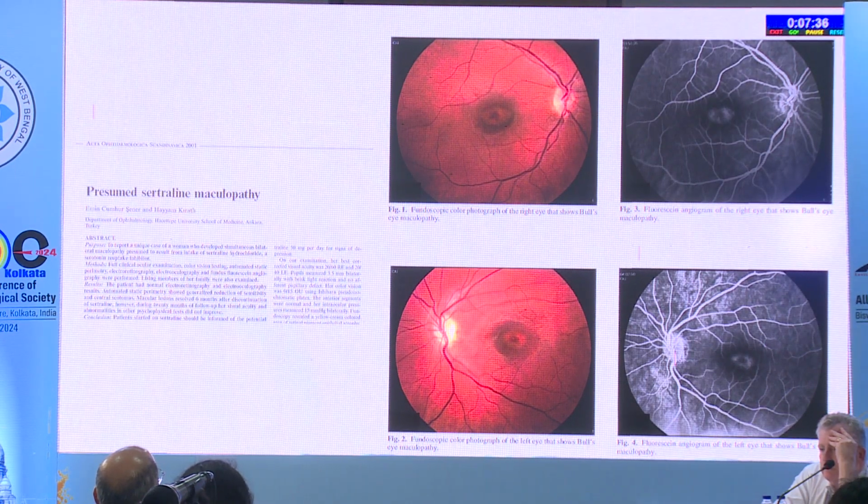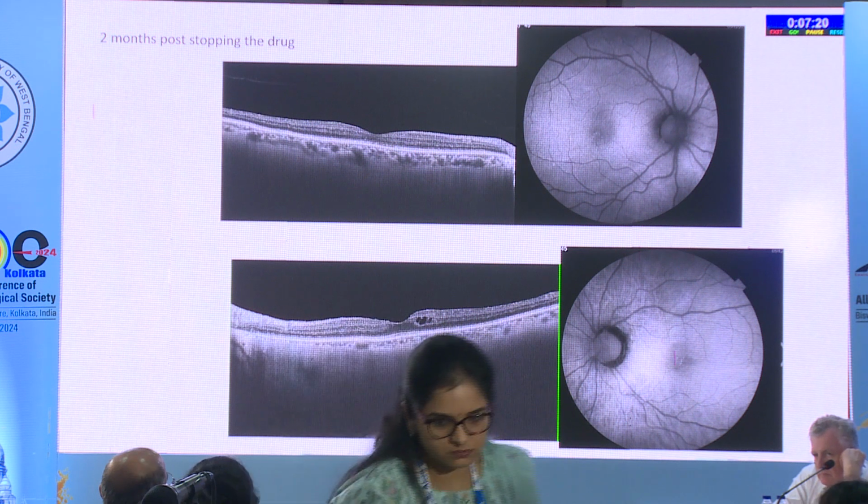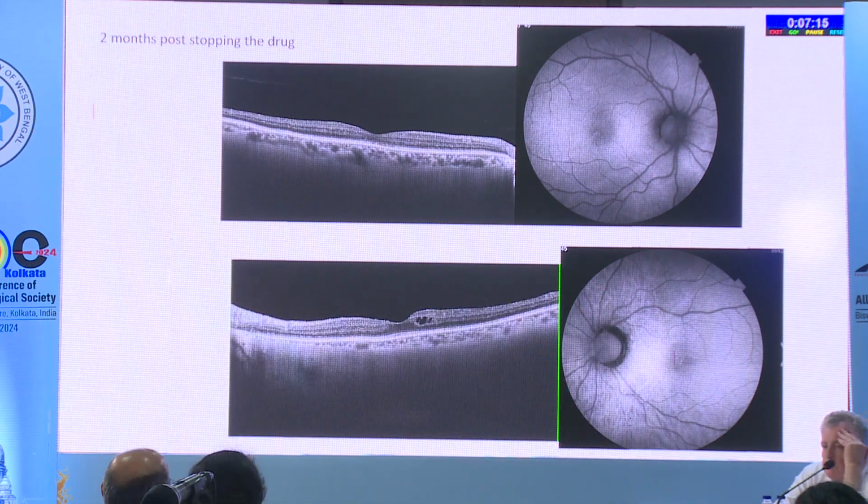She was actually on sertraline therapy, and when we looked at the literature, sertraline is known to cause some kind of maculopathy. So for her, we did electrophysiology. It did show changes. We just stopped the drug, and this is post 2 months after stopping the drug, the edema or whatever it was responded. So this is published in AIOC.